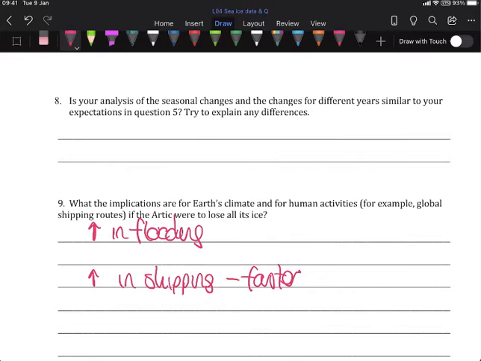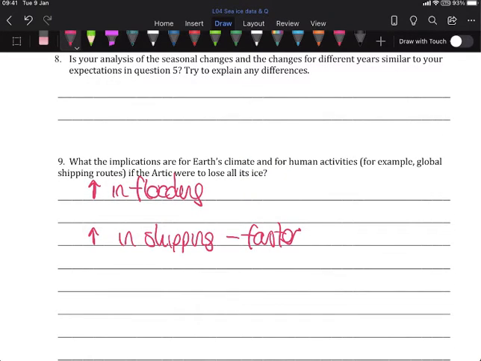But in terms of then Earth's climate, you could say here, if you're shipping, you're now using less fuel, so less greenhouse gases, so that's a positive. But you won't be traveling to see polar bears because polar bears won't have any homes, so there'll be a hit for tourism. And that is that.